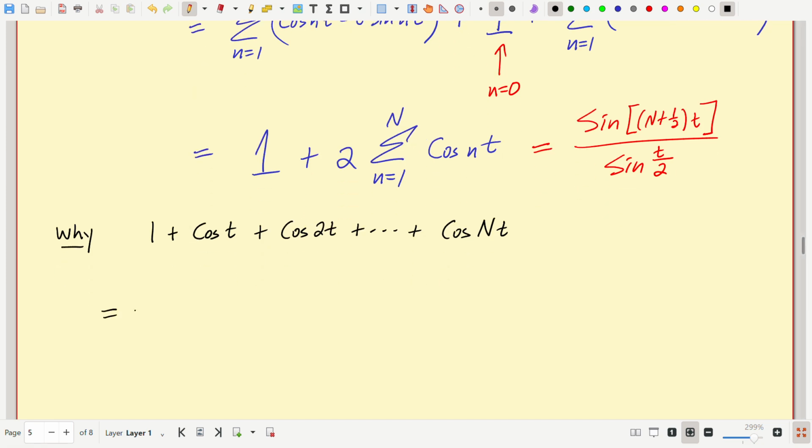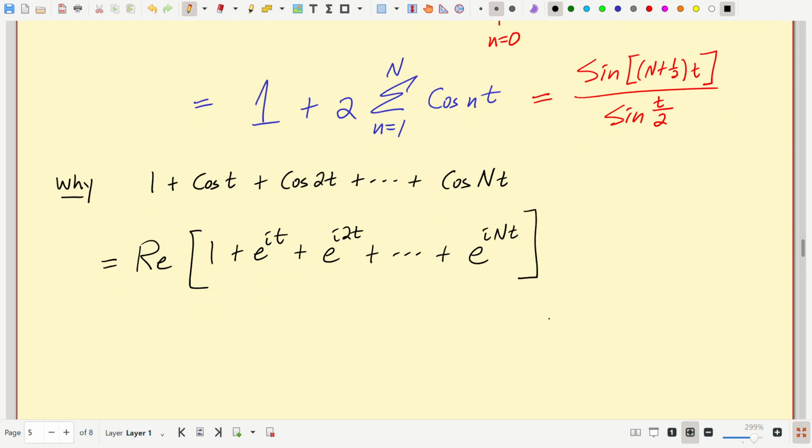That's the real part of 1. 1 is real. Cosine t is the real part of e to the it. Cosine 2t is the real part of e to the i2t, etc. And cosine nt is the real part of e to the int.